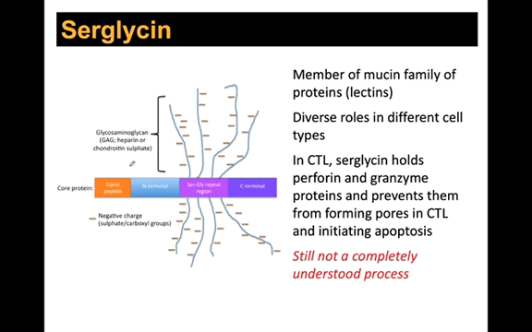Now, how it releases these is not exactly known. Once it sees the target cell and releases the granzyme B and perforin, they get released from cerglycan, and it's not clear if that's a pH system or if there's some other way that the proteins are released from cerglycan. But in any case, they are.